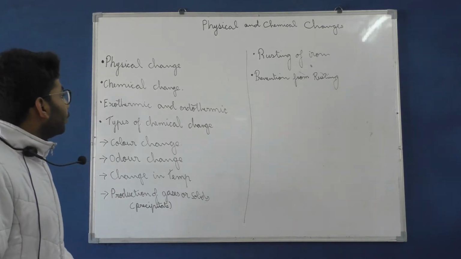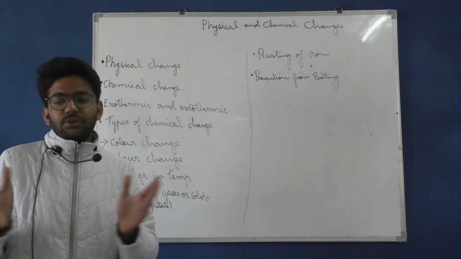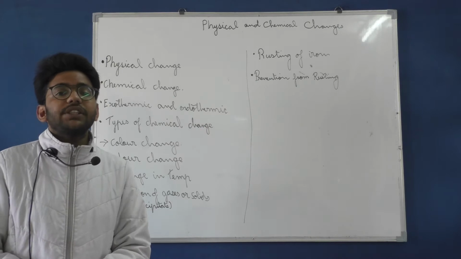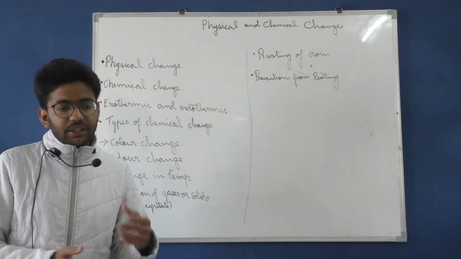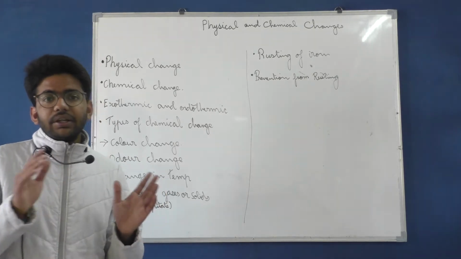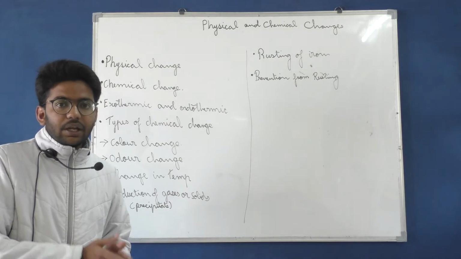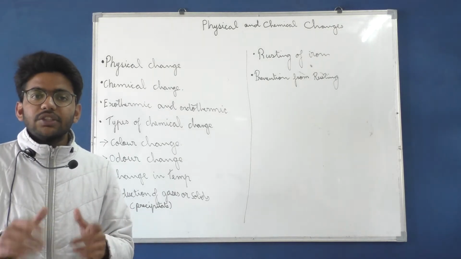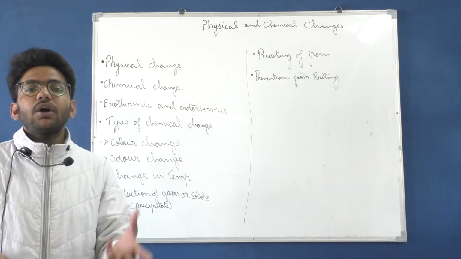Now, we are going to learn about what is exothermic and endothermic. It comes parallel to chemical change, exothermic and endothermic reactions. Basically what happens is if there is a chemical change, either it is going to give out heat or it is going to absorb heat. If it is going to give out heat, then it is going to become hotter. So this is known as exothermic. It is giving out heat.